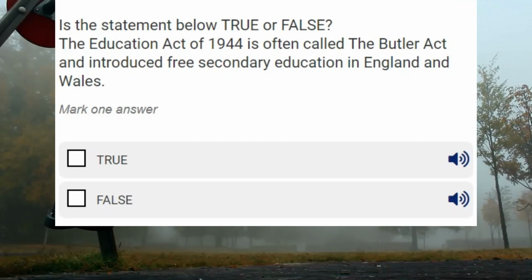Is the statement below true or false? The Education Act of 1944 is often called the Butler Act and introduced free secondary education in England and Wales. True. False. Correct answer: true.